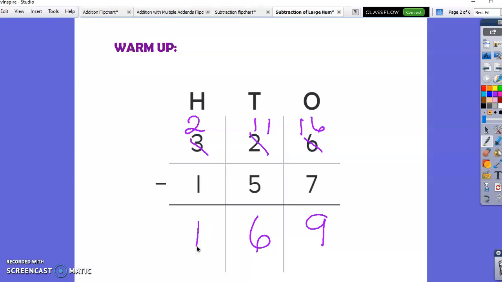So here is our warm-up. You should have had a difference of 169. Check your work, pause the video, get yourselves caught up if you need to do that now. We're going to practice a few more together so that when it is time for your exit ticket and independent work, you have plenty of practice and examples in your journals to go back to.